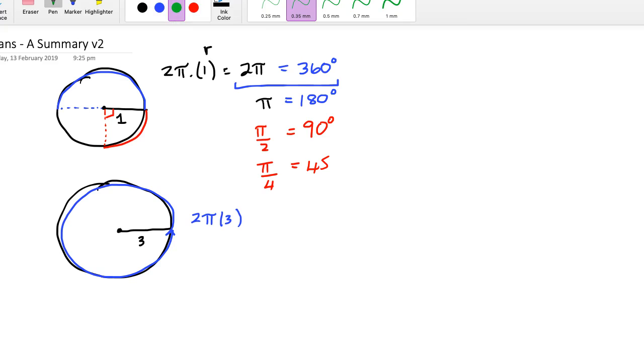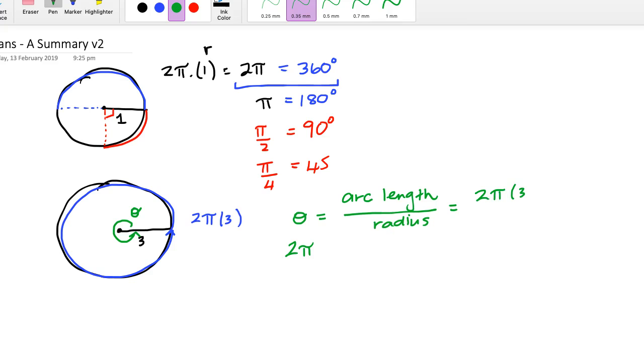So hopefully we realize that the angle that we're actually talking about, we call our angle theta, that we want to be 360 degrees, that we want to be 2 pi, is going to have to be the arc length that we've just traveled compared to the radius of that circle. So we're comparing a ratio. Our arc length was 2 pi times 3 compared to a radius of 3. And so the angle that we have traveled in terms of radians is 2 pi.